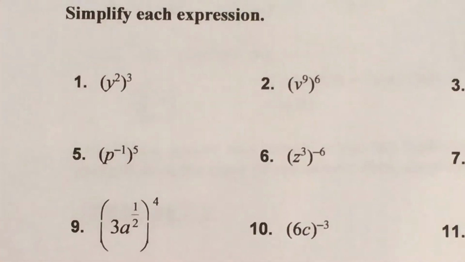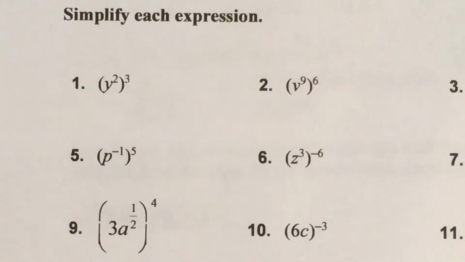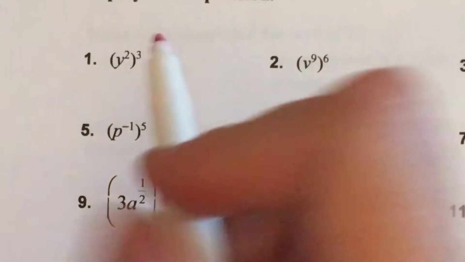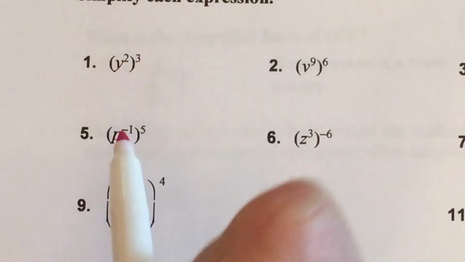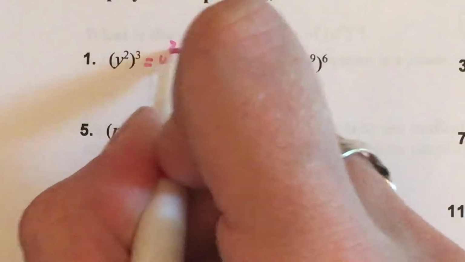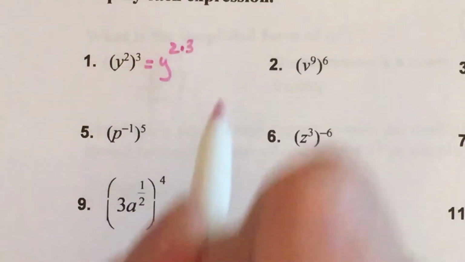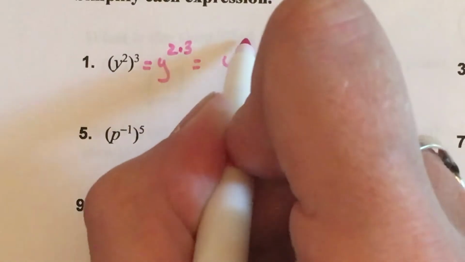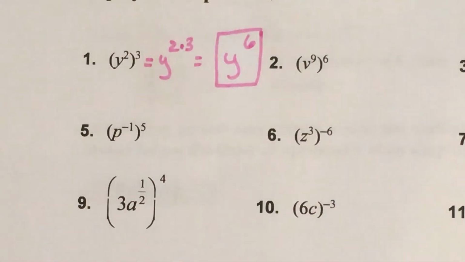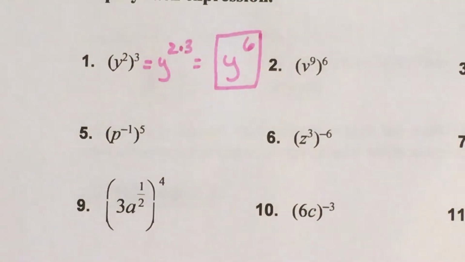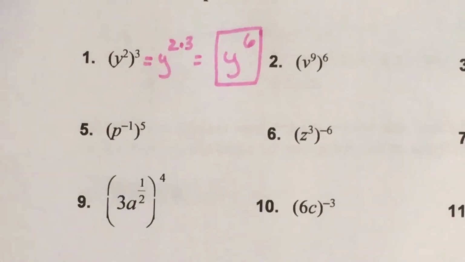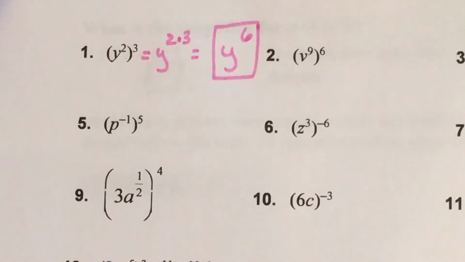Okay, problem 1. Let's simplify the expression. We have a nice little problem where I just have y squared cubed. Okay, power to a power, y squared times 3, y to the 6th power. Done. Love it. So easy. I bet you can do number 5 right below it. Give it a try. I'll wait for you.